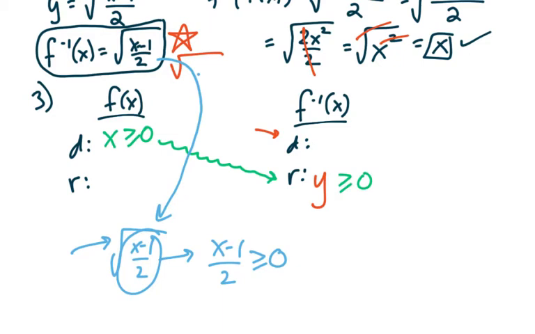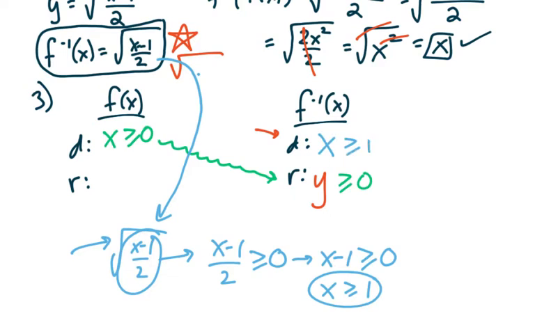Let's multiply by 2. And I'm multiplying by a positive 2, so I'm not changing the signs. 2 times 0 is 0. I'm going to add 1, which again is not changing the signs. And there you go. There's the domain of my inverse. Hey, what else did you just find?